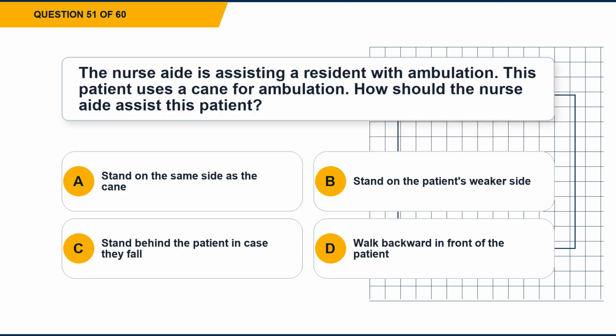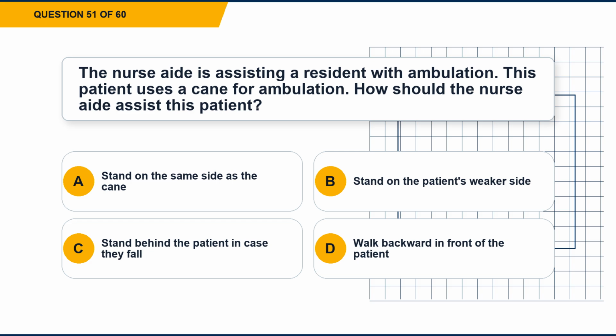Question 51. The nurse aide is assisting a resident with ambulation. This patient uses a cane for ambulation. How should the nurse aide assist this patient? Option A, stand on the same side as the cane. Option B, stand on the patient's weaker side. Option C, stand behind the patient in case they fall.